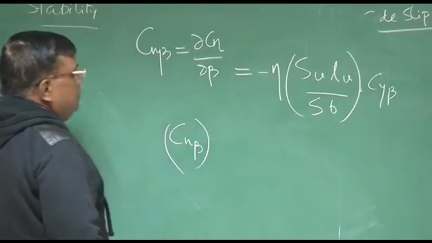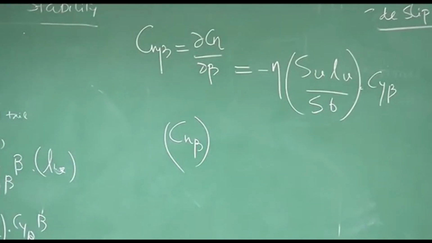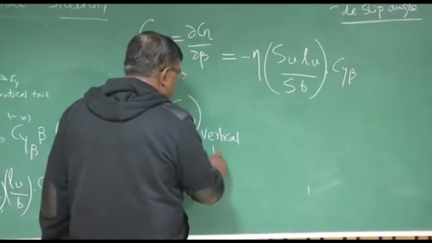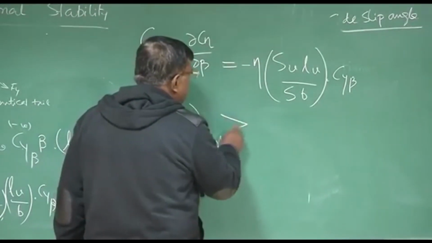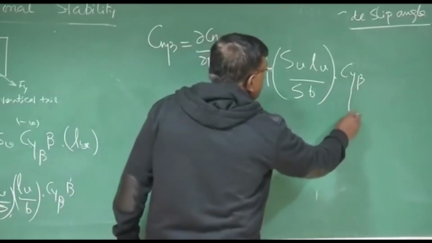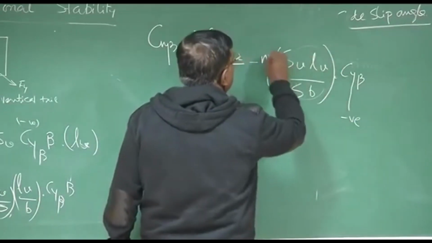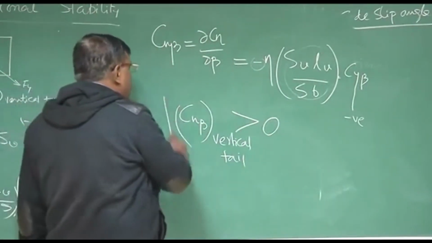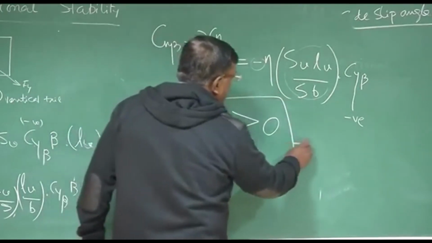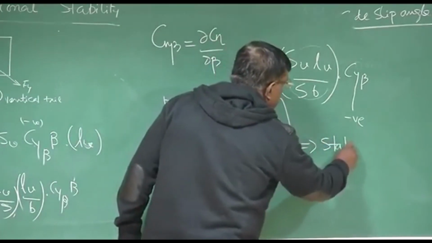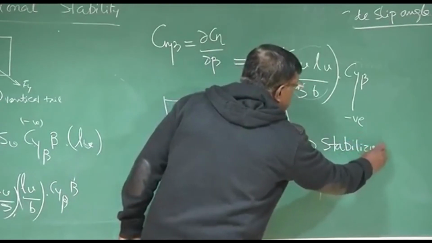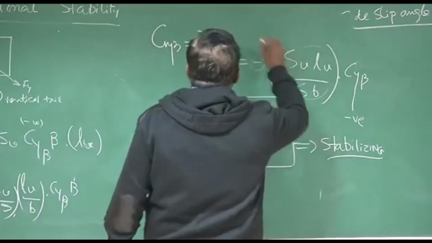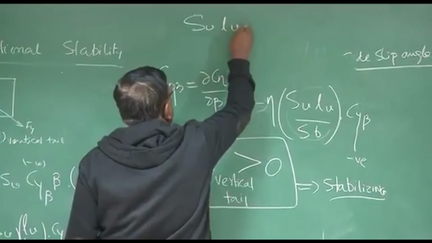Here, this Cn beta is because of what? It's because of the vertical tail, right? So, this is because of vertical tail or vertical stabilizer. This sign will be what? Will be greater than 0, because I know this is negative, this is positive, this is negative. So, this is positive. So, indeed, vertical tail or vertical stabilizer, they are stabilizing directionally. Correct? And you could now see what is this SV, LV by SB.